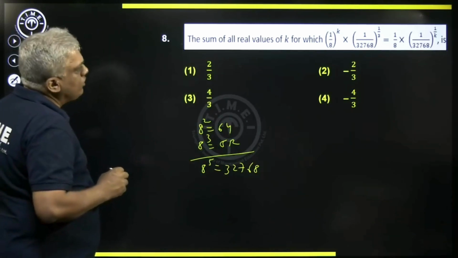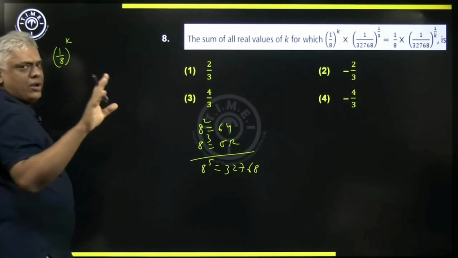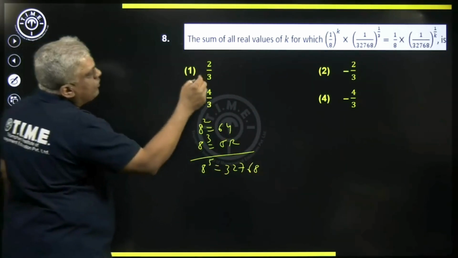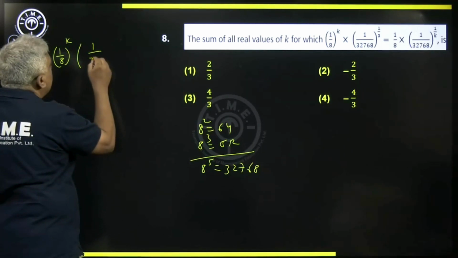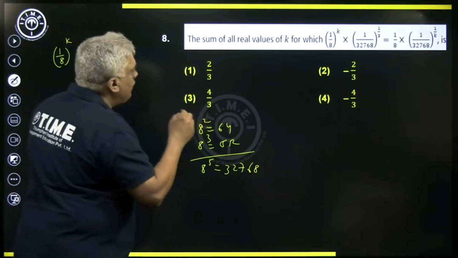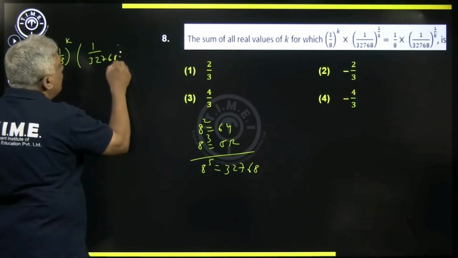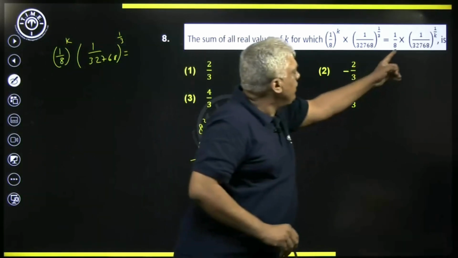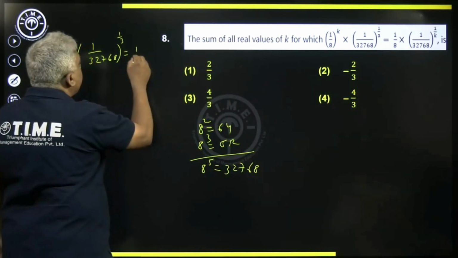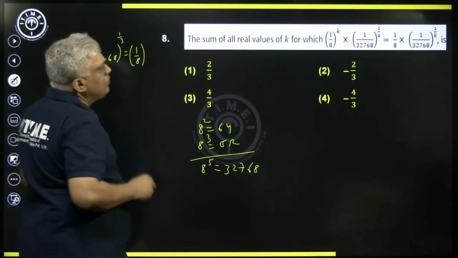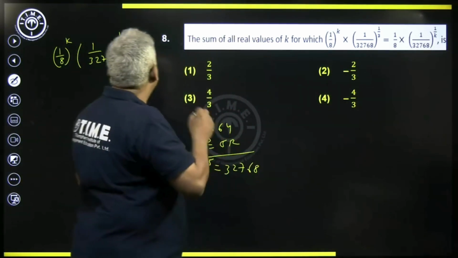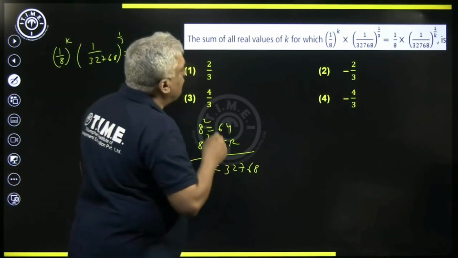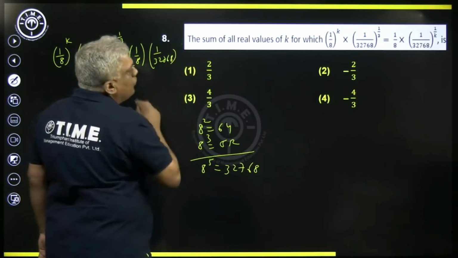Or let us do that in the next step. Let us write it like this only, we will do the next step, right. So, it is 1 by 32768 to the power 1 by 3, and that is equal to 1 by 8 into 1 by 32768 to the power 1 by k.